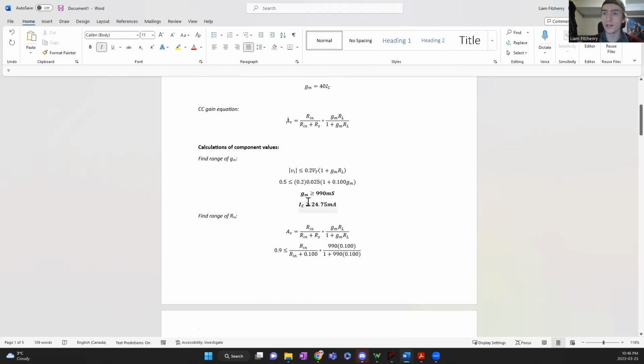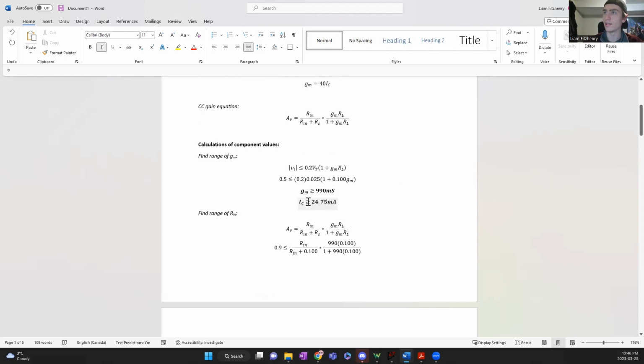So the first thing I need to do to find those is to find the range of GM that will be acceptable for the requirements we're looking for in terms of gain and voltage amplitude, input amplitude. So GM, I can calculate from this equation. We know that our amplifier has to work for input voltages of at least 500 millivolts. So we can sub that in here for our amplitude of VI.